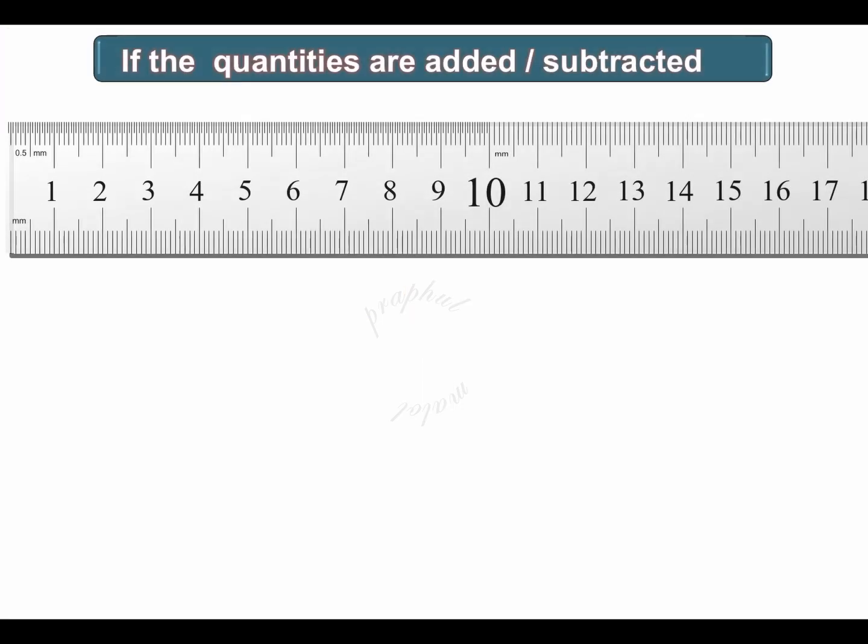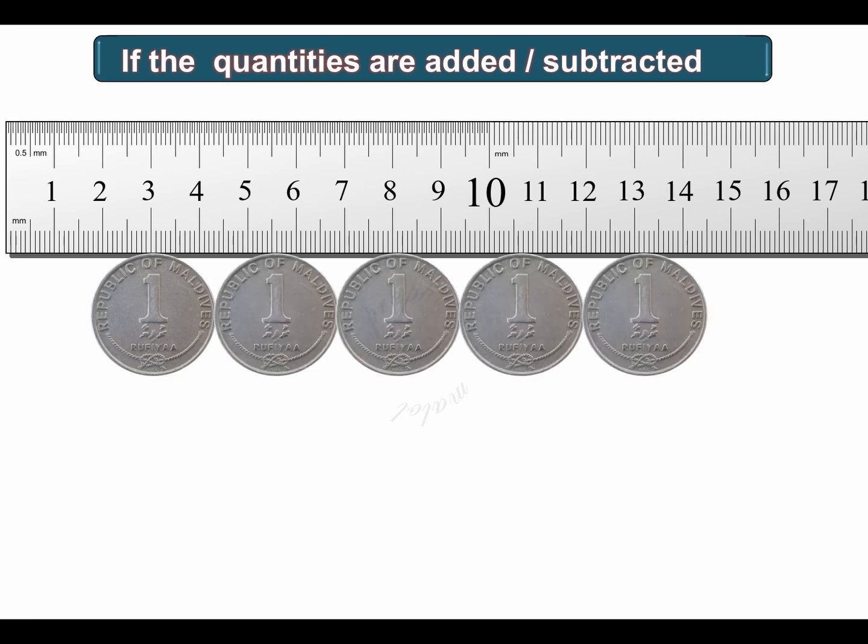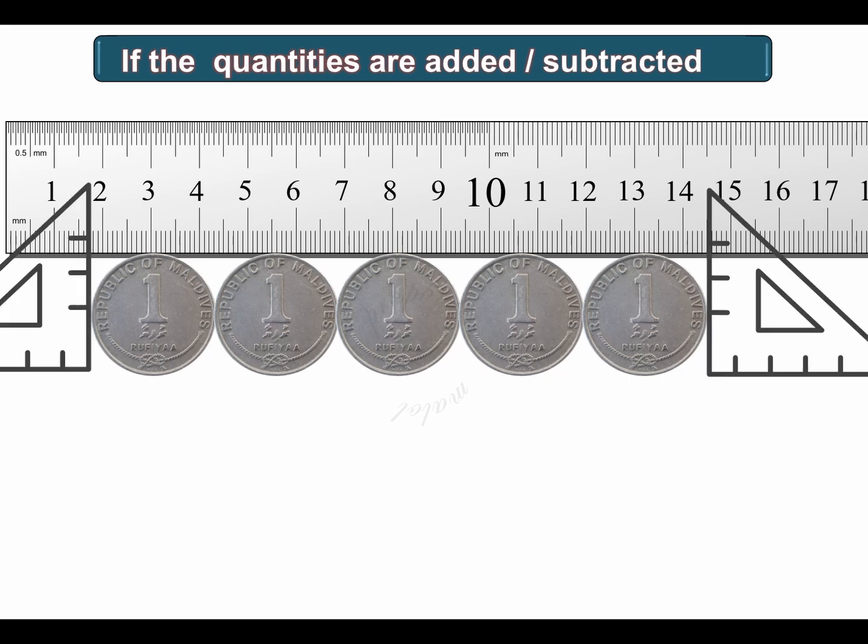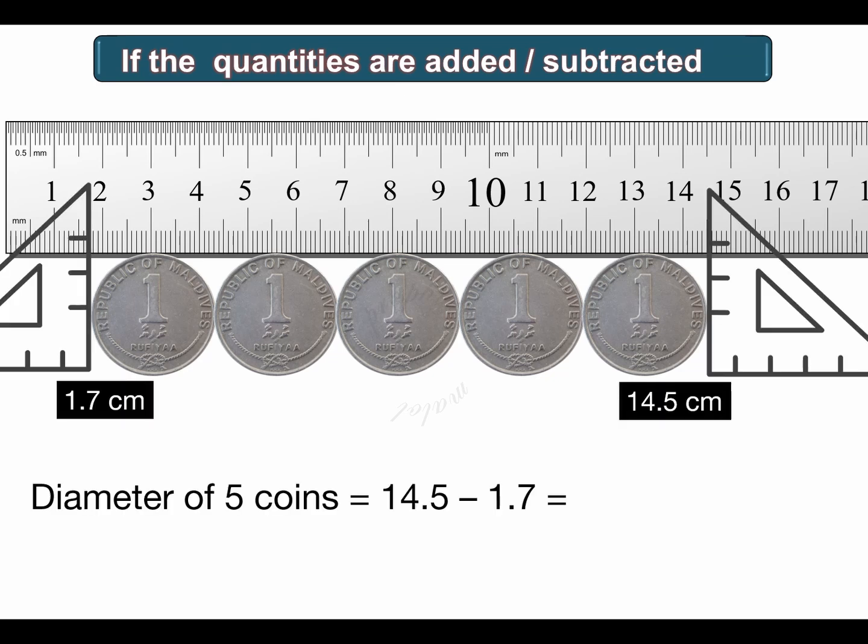Let's take this example. You want to measure the diameter of a coin, but you know the percentage uncertainty will be very high if you take a single coin, since the measurement will be very small. So I'm going to measure the total diameter of 5 coins in order to reduce the percentage uncertainty. In order to eliminate parallax error, I'm using set squares. These are the measurements I got. Now by subtracting this, I can get the total diameter of 5 coins, that's 12.8 centimeters. What is the uncertainty in this answer? 12.8 plus or minus how much should I write?